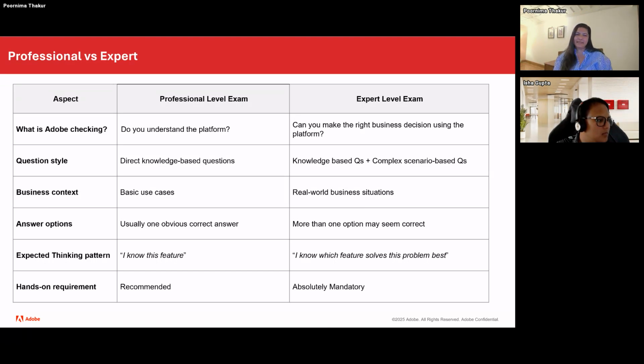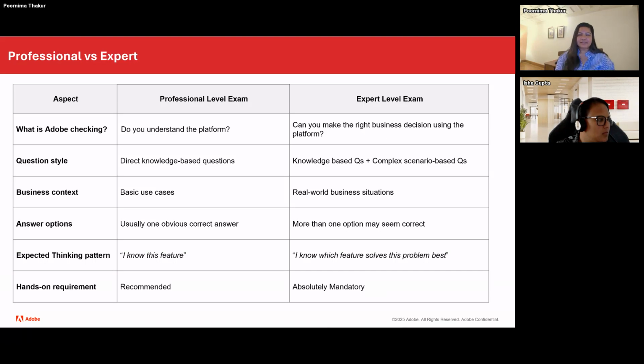So let's understand the aspects. What is Adobe checking? In professional, they're just trying to understand, do you get the platform? Are you familiar with the features of the platform? Do you know about it? But in expert, they check, can you make the right business decisions using the platform? So the questions are not just about the features, but how you use them to solve business problems.